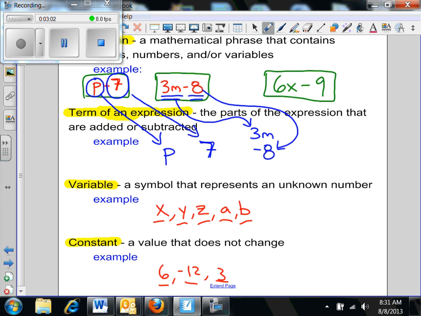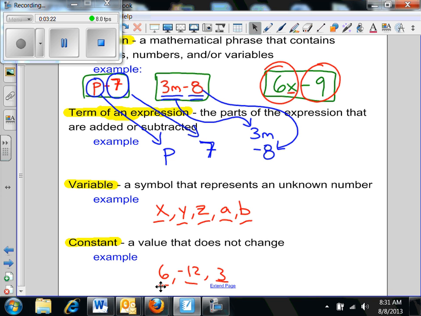A constant is just a number, basically. So a term is normally made up of a variable and a constant. As you can see in the top right, 6x is a variable times a constant, times a number, and then your constant is negative 9.